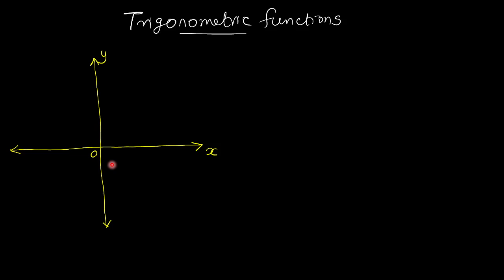You are familiar. Suppose we got an angle, the rotation starting from OX. Remember, the rotation starting from OX. We got an angle like this. Initially the ray was along OX, rotated, and we got an angle theta.